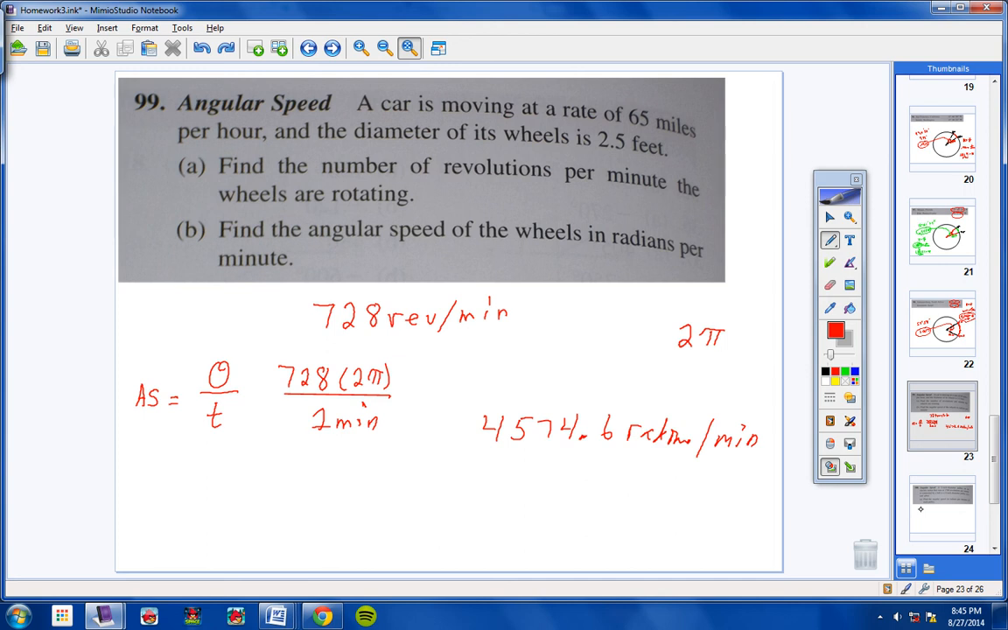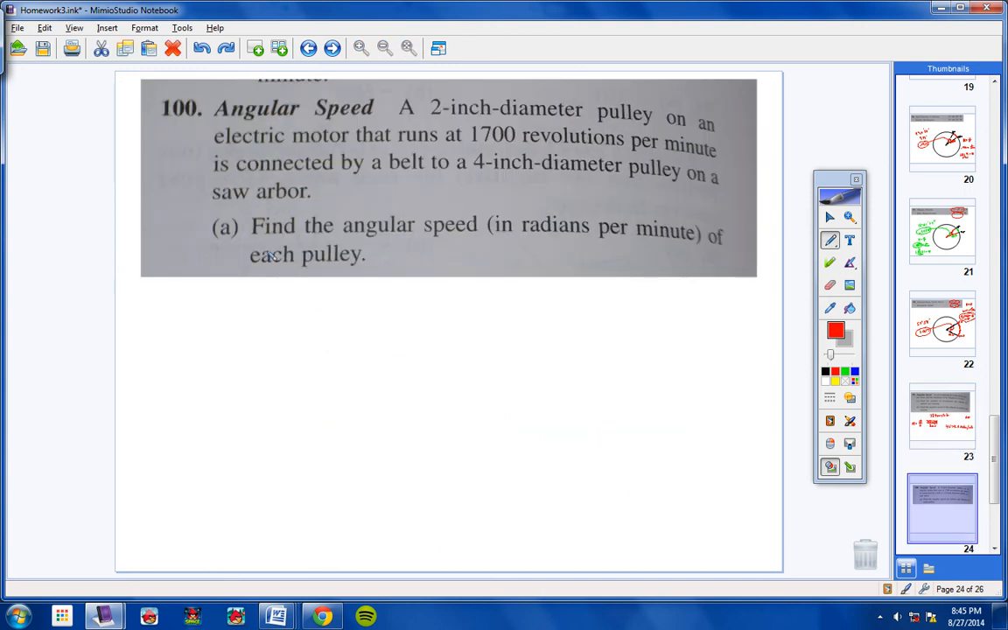This will be an interesting problem. A 2-inch diameter pulley on an electric motor that runs at 700 revolutions per minute is connected by a belt to a 4-inch diameter pulley on a saw arbor.